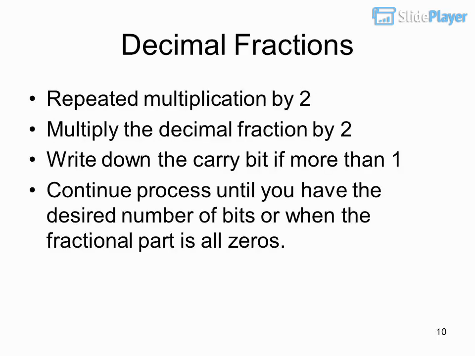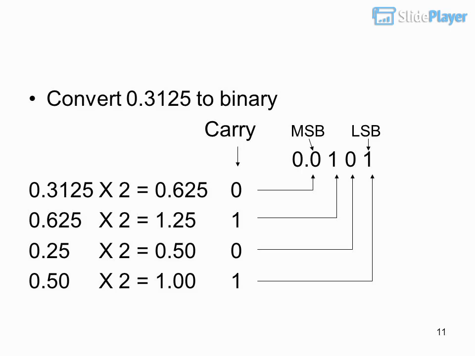Decimal fractions: repeated multiplication by 2. Multiply the decimal fraction by 2. Write down a carry bit if the result is more than 1. Continue the process until you have the desired number of bits or until the fractional part is all zeros. Convert 0.3125 to binary. Carry, MSB, LSB. The answer is 0.0101.